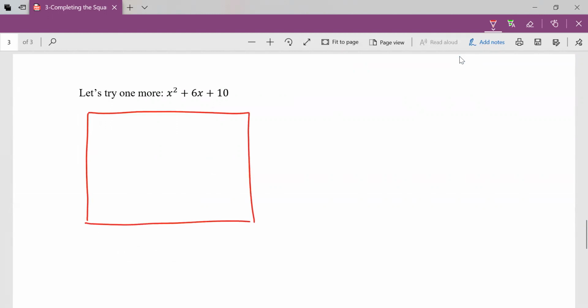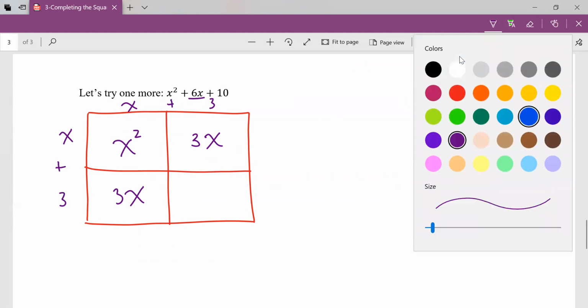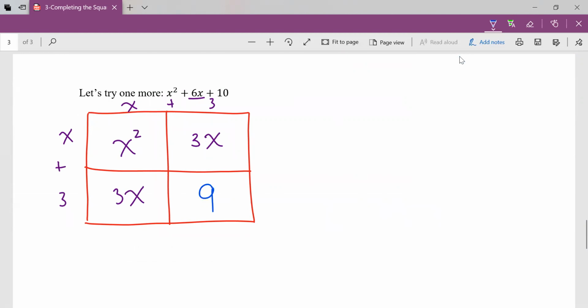Alrighty, here we go. So that's our area. So if we want x squared, I know this has to be an x and an x for x squared. The 6x, I'm going to split into these other 2 squares. So this is now 3x and 3x. 6x divided by 2 is 3x. Okay, so this then has to be plus 3 and plus 3. So what's this missing square over here? Well, 3 times 3 is 9. But I don't have a 9 in the given expression.